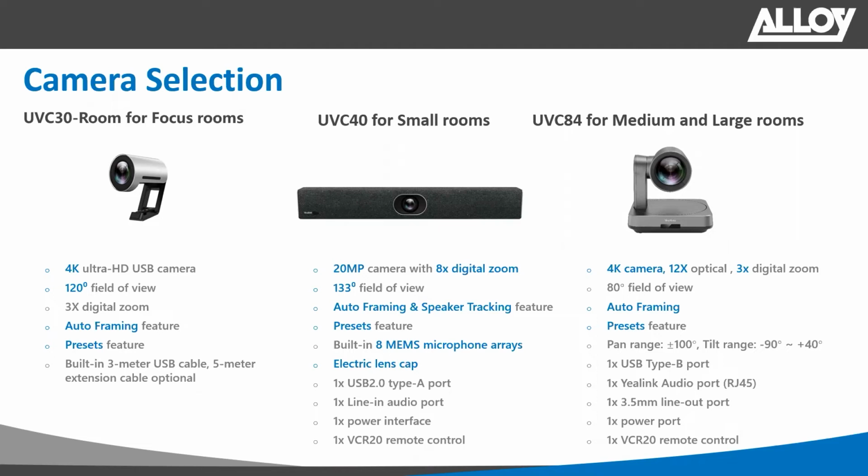Now we move to the UVC84. This is a 4K camera. This time we have 12 times optical zoom and 3 times digital zoom. With this camera, we only have an 80-degree field of view. So this is going to be suited more for those meeting room spaces that have the short edge of the table pointed to the front end of the meeting room, where the TVs are. The UVC84 also supports auto framing and has that preset functionality as well.